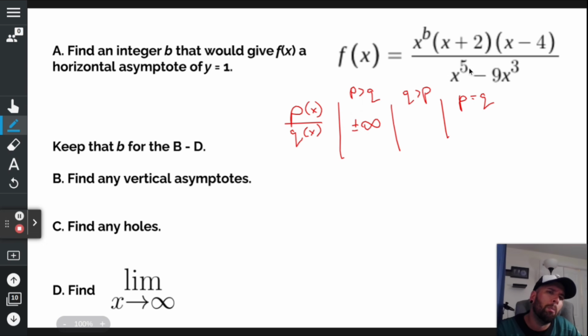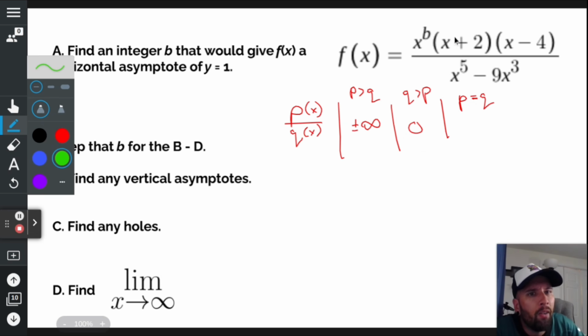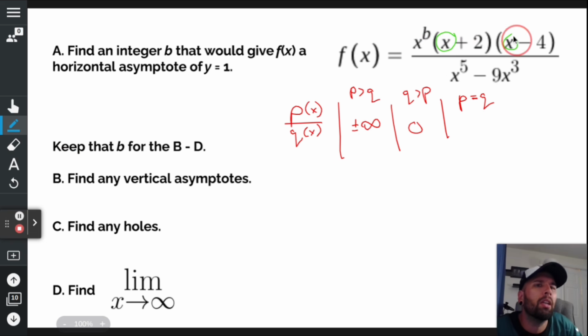When q was bigger than p, I would have like x to the 5th down here, and maybe up here is x squared, and this approaches 0. So in a case like this, I need p equal to q. I have one leading x, another leading x, so that's 2, and my leading coefficient down here is x to the 5th.